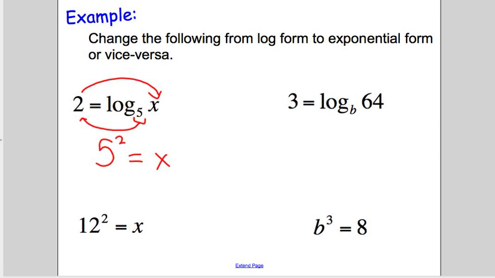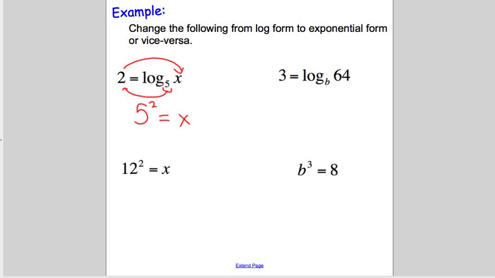Now if I'm going to go backwards with 12 to the second power equals x, 12 is my base, so it's going to be log base 12 of x equals 2. So again, I'm going to do log base 12 of x equals 2. The result, remember, is your exponent. So this value here is our exponent, just like the value here was the exponent.